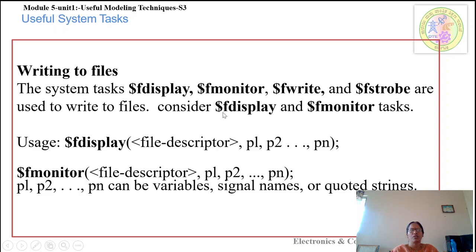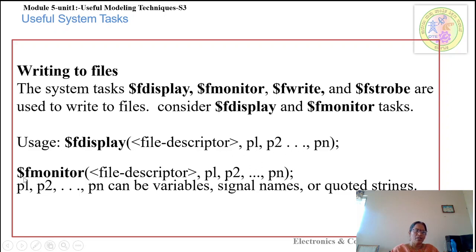It shows that we are doing file handling. In $fdisplay, the syntax is $fdisplay with a file descriptor. The file handles, handle 1 and handle 2, are the same ones we used in the $fopen file open task. We are going to use the same thing here. And P1, P2 are variables, signals, or quoted strings. That is the file descriptors.